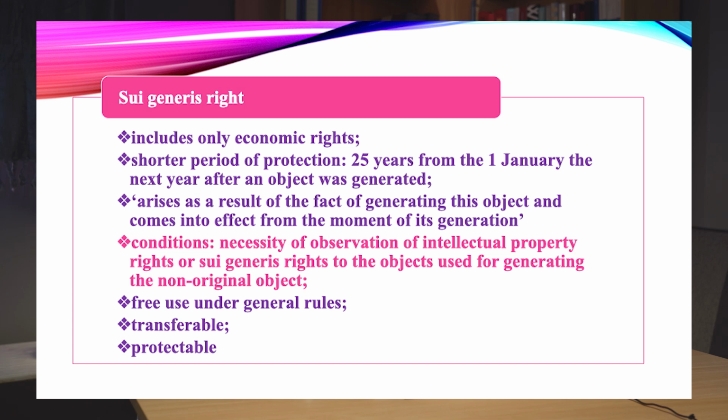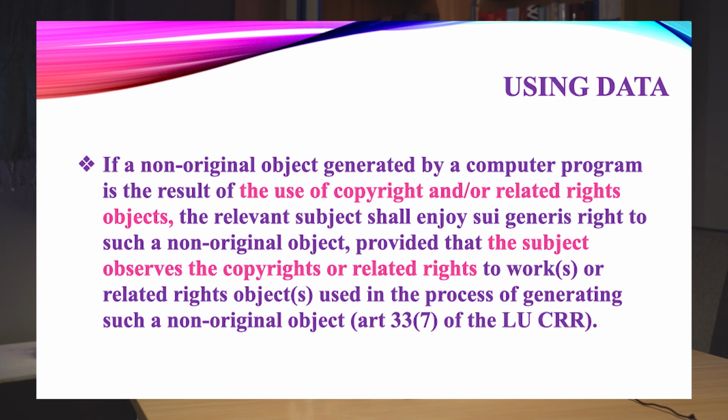As I have mentioned before, as a condition of obtaining the sui generis rights, the legislation establishes the necessity of observation of intellectual property rights or sui generis rights to the objects used for generating the new non-original object. Let's look at how this condition is constructed in the legislation. According to Article 33.7 of the Law of Ukraine on Copyright and Related Rights, if a non-original object generated by a computer program is the result of the use of copyright and/or related rights objects, the relevant subject shall enjoy sui generis right to such a non-original object, provided that the subject observes the copyrights or related rights to works, or related rights objects used in the process of generating such a non-original object.